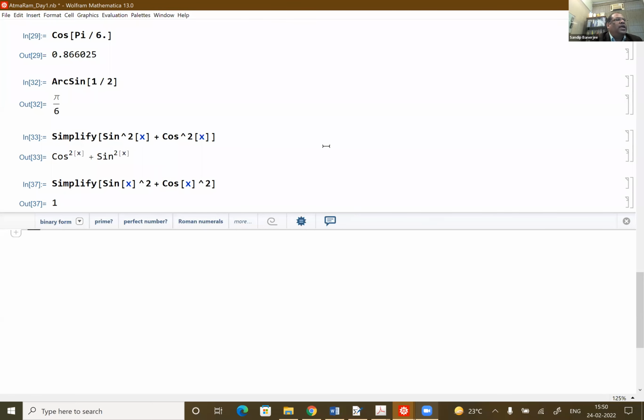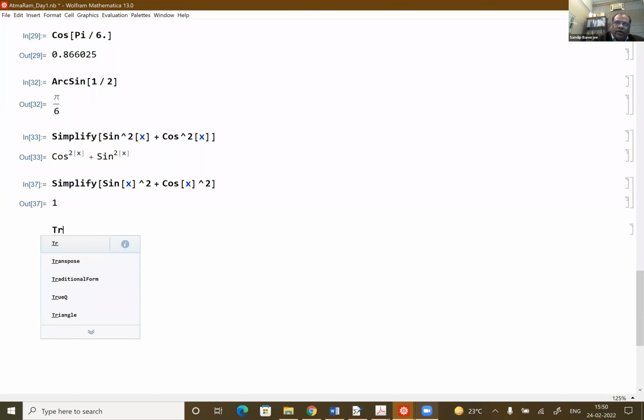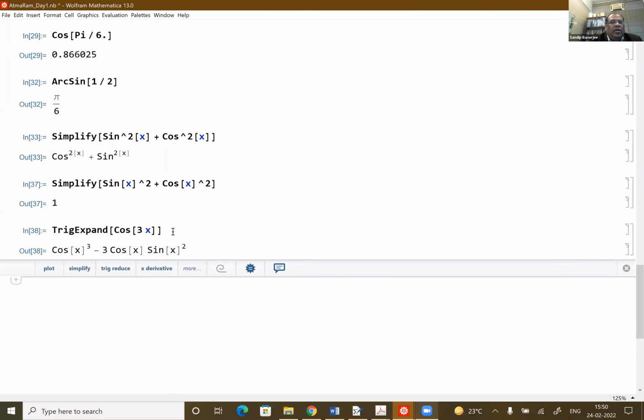What you are seeing is very handy for classroom teaching or classroom simplification. For example, in trigonometry, TrigExpand. Suddenly I need the formula of cos 3x. The command is TrigExpand, and it gives me the formula for cos 3x: cos cube x minus 3 cos x sine square x. That is how you will read it.